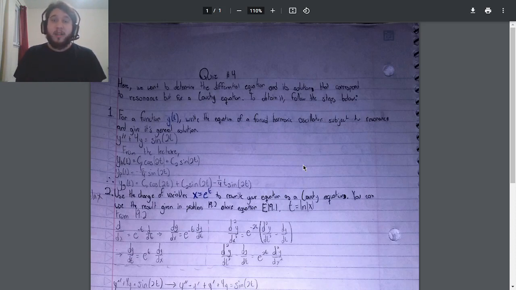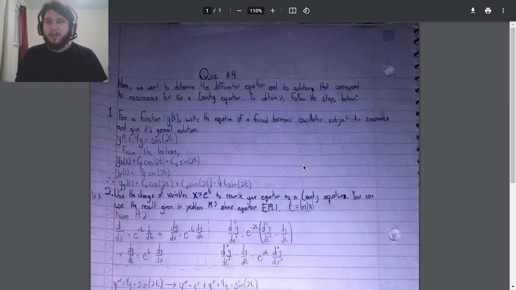Now, the purpose of this quiz is that we want to determine the differential equation and its solutions that correspond to resonance, but for a Cauchy equation. To obtain it, we need to follow these steps. So step number 1 is that we want to create a function that has a forced harmonic oscillator subject to resonance and give its general solution.